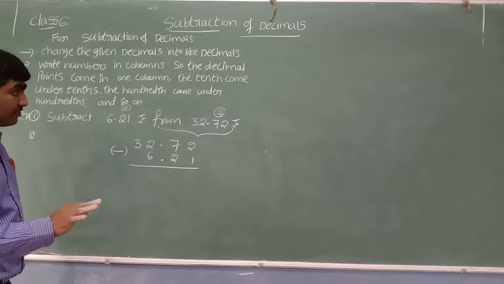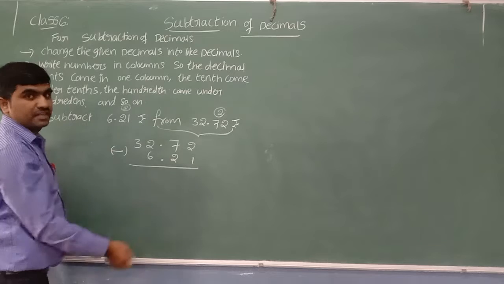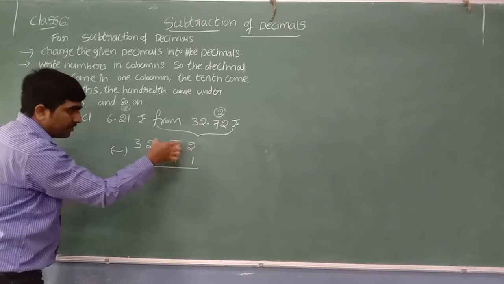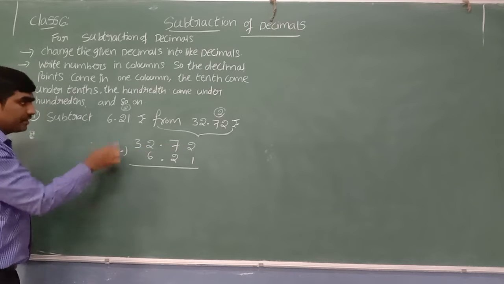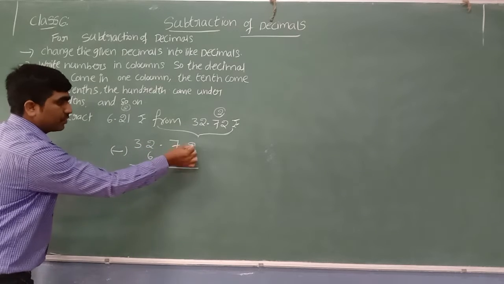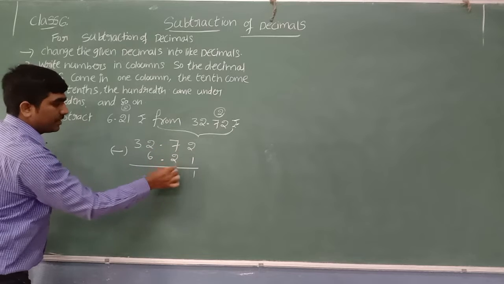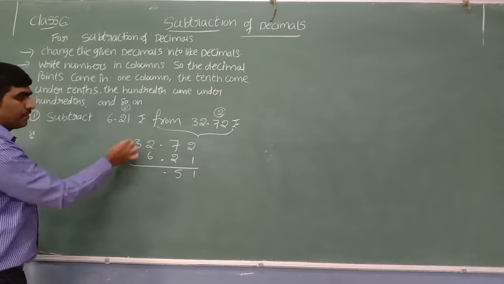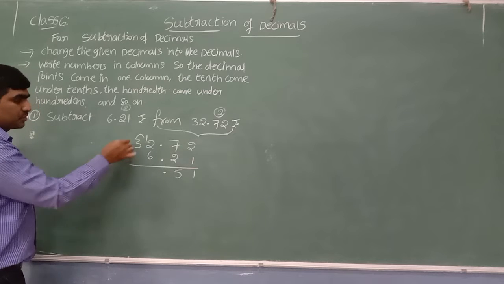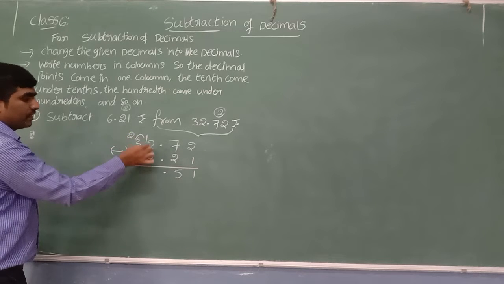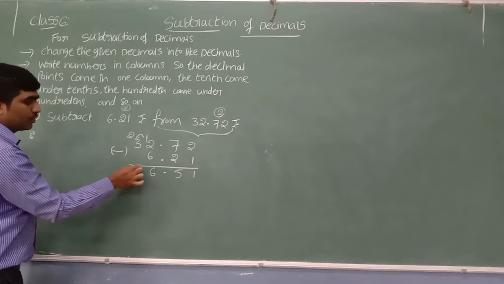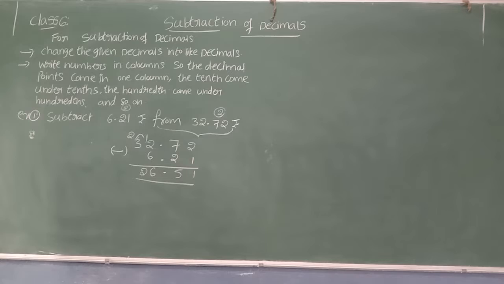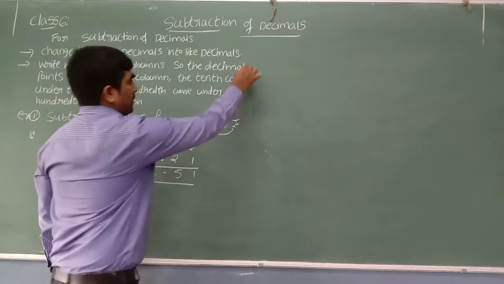Hope it is clear. Don't get confused. First we write this one clearly. From this decimal number, 32.7, subtract this decimal. See here, 2 minus 1, 7 minus 2. Write the point exactly below the point. 2 minus 6 is not possible, so we borrow from 3. It becomes 12, and 2 is left. 12 minus 6 is 6. Here 2 is left. The result is 26.51. Like that, you can subtract.